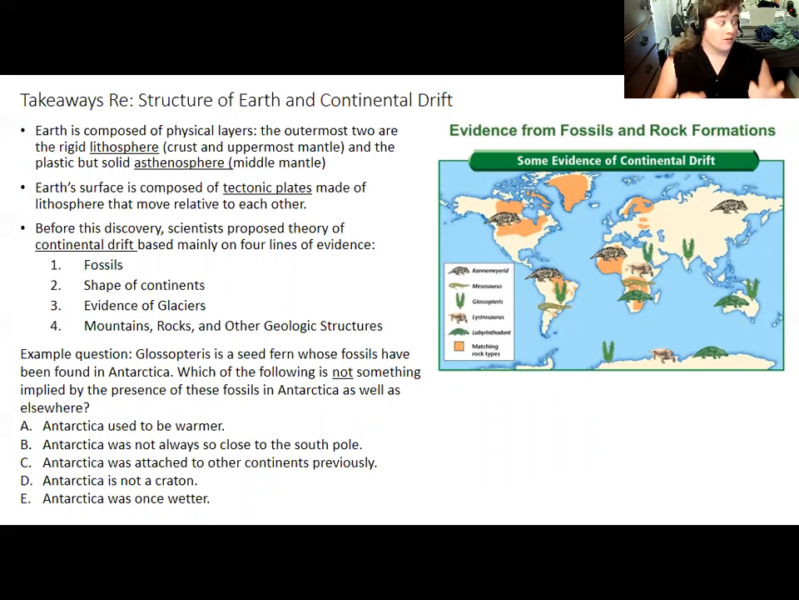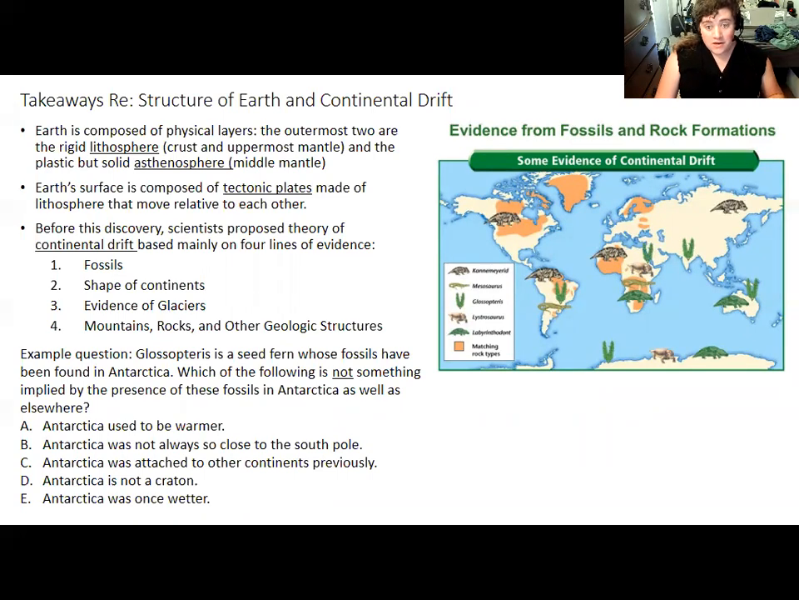And the outermost two are the most important for this class because we learn how plates made of a rigid solid, the lithosphere, which is the crust and the uppermost part of the mantle, move on top of the asthenosphere, which is a warmer and softer but still solid part of the mantle. And this is a relatively recent development that we know this.